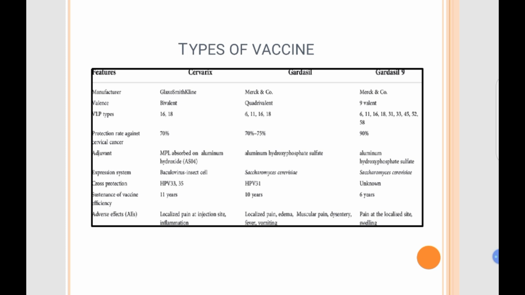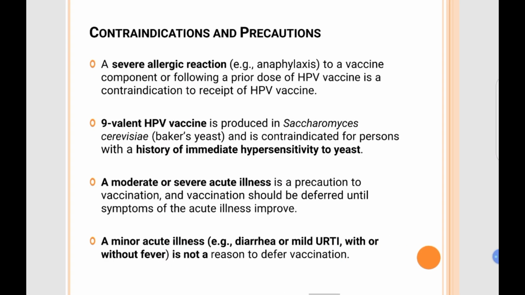And adverse effects for Cervarix are mainly localized pain at injection site and inflammation, while for Gardasil, local pain, edema, muscular pain, dysentery, fever, vomiting. These are the side effects with Gardasil. And for Gardasil 9, pain at injection site and swelling. These are the side effects.